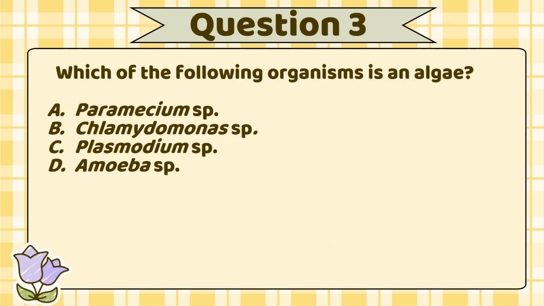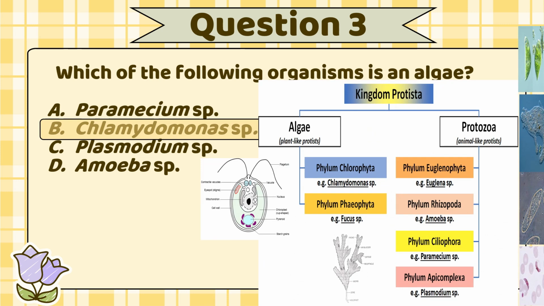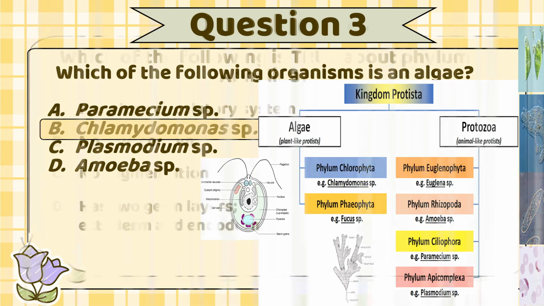Question 3. Which of the following organisms is an algae? The answer is B, Chlamydomonas species. For us to revise, kingdom Protista are divided into two groups. The first one is algae, which are the plant-like protists. The other one is protozoa, which are the animal-like protists. Algae are further divided into two phyla. The first one is phylum Chlorophyta, which one of them is Chlamydomonas species.